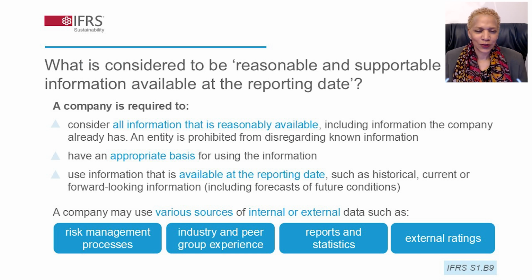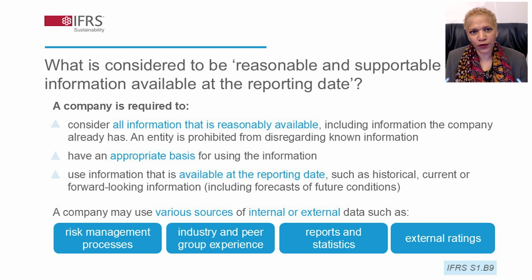So, let's break this down. Companies must have an appropriate basis for using the information, and also companies must consider information that is available at the reporting date, including historical, current, or forward-looking information, and forecasts of future conditions. As we previously mentioned, companies should use the information that is already available to them. Said differently, this proportionality mechanism was designed to accommodate different levels of information availability depending on a company's circumstances.